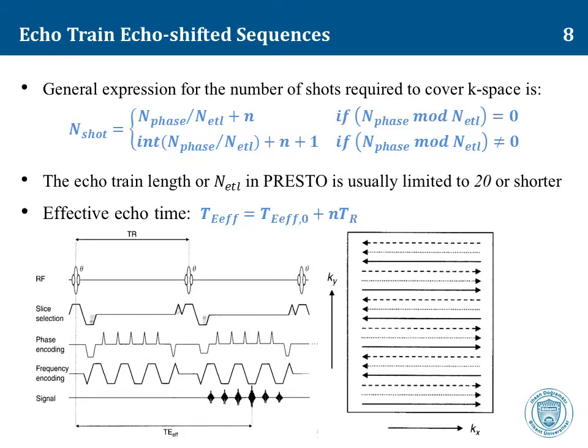A diagram that depicts a typical traversal of K-space is shown in this slide. The echo with greatest amplitude occurs near the center of K-space, that is where the accumulated blip area cancels or most nearly cancels the area of the prephasing lobes. That echo provides an effective echo time equal to TE effective initial plus n times of TR.